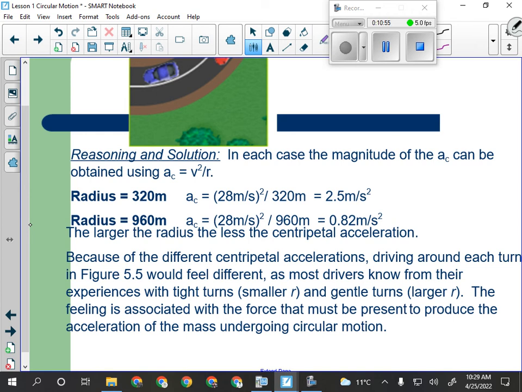That'd be one of those situations where you're plastered against the window. But if we take the 960 meter corner, 3 times wider, the acceleration we experience is 0.82 meters per second squared, about 1/9 of your overall weight. You wouldn't even be thrown to the side. You'd feel yourself moving slightly that way, but you'd be able to correct your own posture. You wouldn't have to brace yourself or grab the holy crap bar. You wouldn't need to do that.